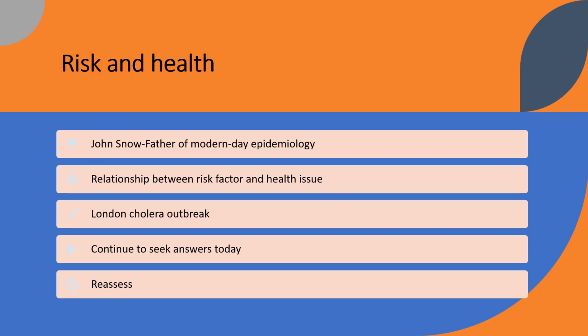We can't talk about epidemiology and the association with public health nursing without talking about the father of modern day epidemiology and how epidemiology was founded. There's actually no better example of understanding the relationship between a risk factor and a health issue than what John Snow found in the mid 1800s in London.